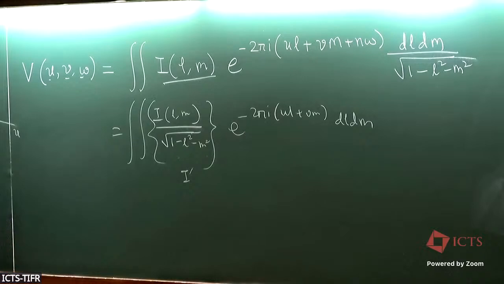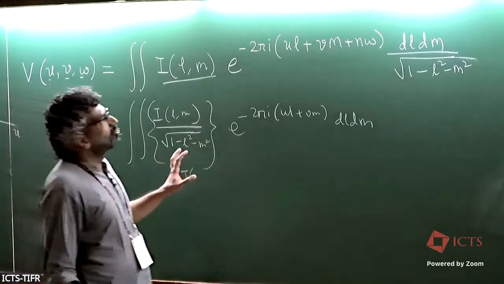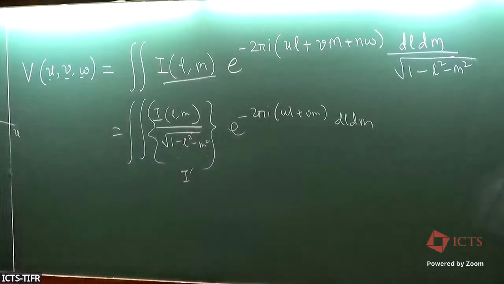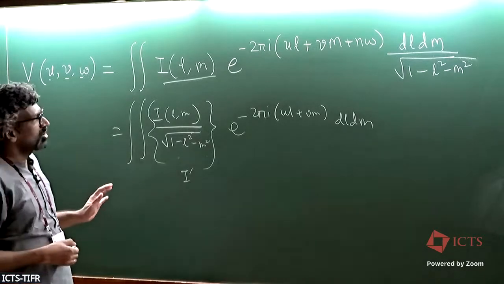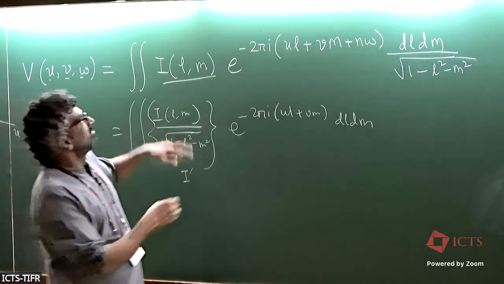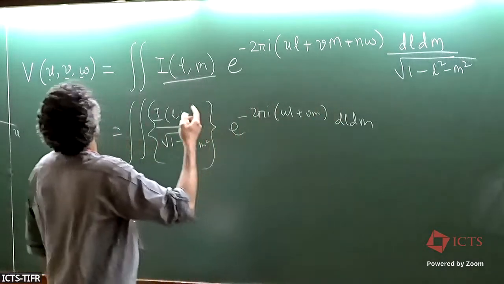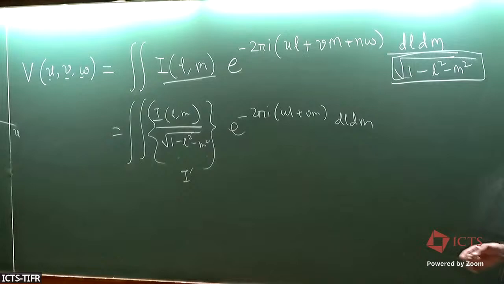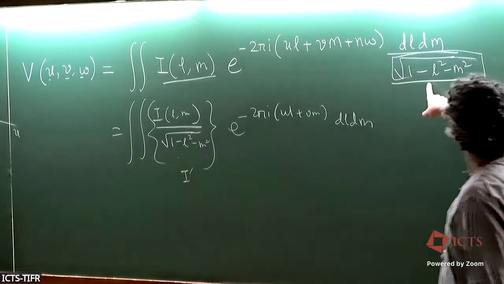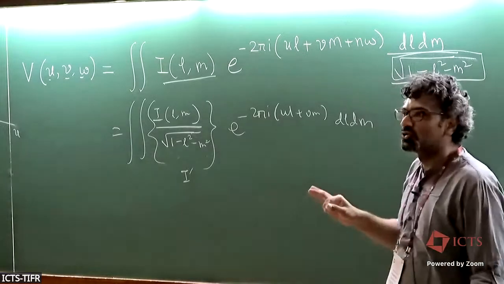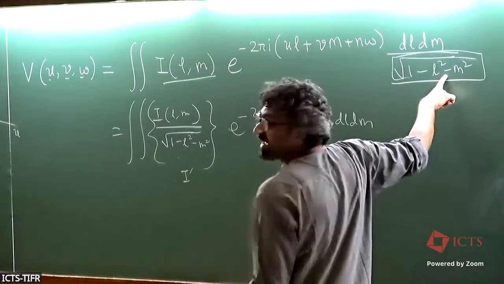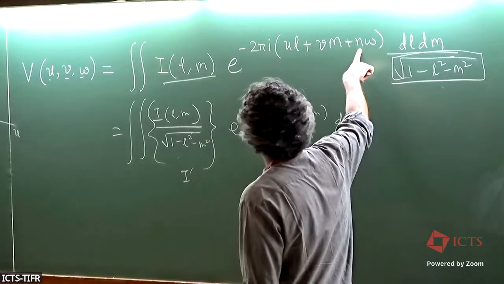That can be done. The other extreme in which you can also do the same thing is if you restrict your observation to only a small part of the sky. Okay, so if you are restricting it to a small part of the sky, what happens is that this term here, square root of 1 minus L squared minus M squared, will become very close to 1. So I can ignore that. And this is n, right? This is n. So this becomes 1.